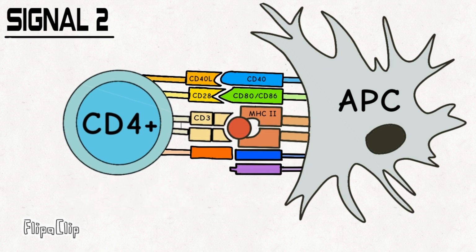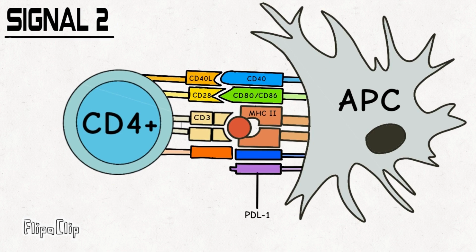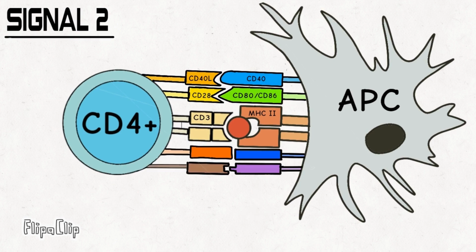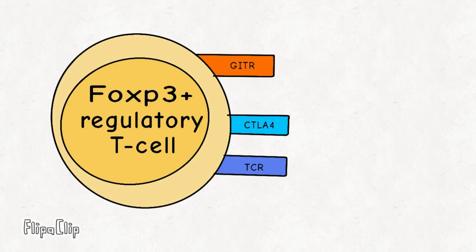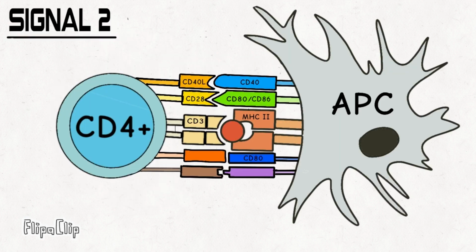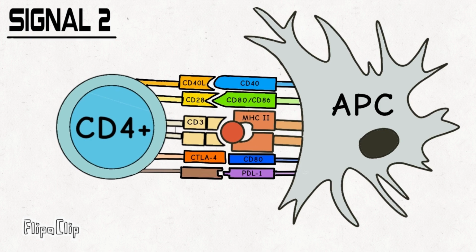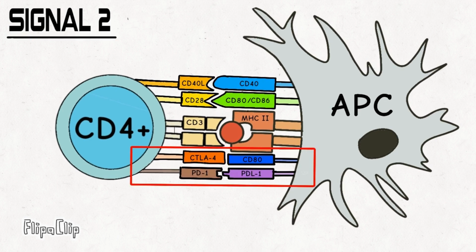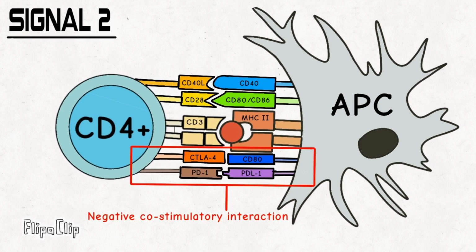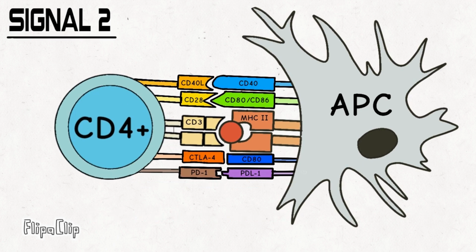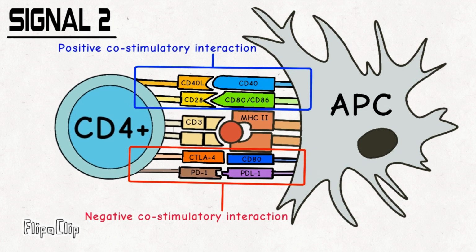Besides that, PD-L1 on antigen presenting cell binds to PD1 on CD4 positive T cell and induces the differentiation of CD4 positive T cell into FOXP3 positive regulatory T cell. The binding of CTLA4 to CD80 and PD-L1 to PD1 is called negative co-stimulatory interaction. These two types of interactions and their integration within the T cell will determine the activation state of the T cell.